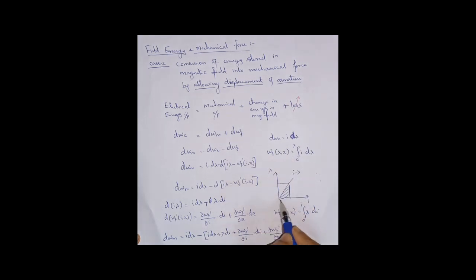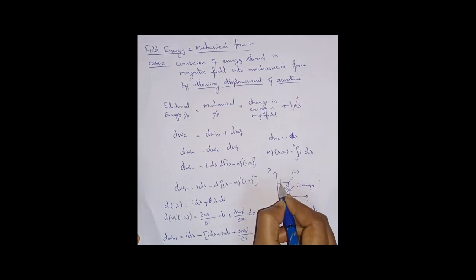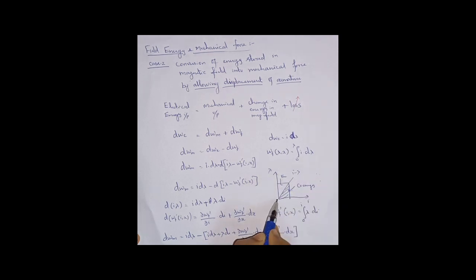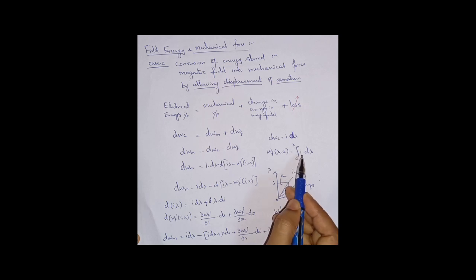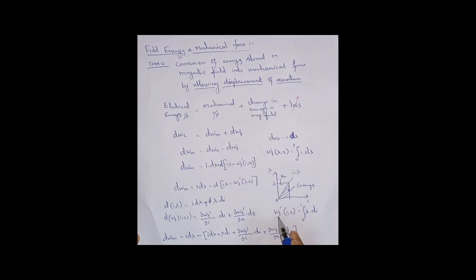To remember this one we can draw the i-lambda curve. In the curve, the area below is the co-energy. This is co-energy. Correct? I hope you remember it. This is energy, which is varied from 0 to lambda. Energy varies from 0 to lambda, co-energy varies from 0 to i. So Wf of lambda comma x is equal to the integration of 0 to lambda of i d lambda. And co-energy Wf dash, a function of i comma x, is equal to the integration from 0 to i of lambda di.